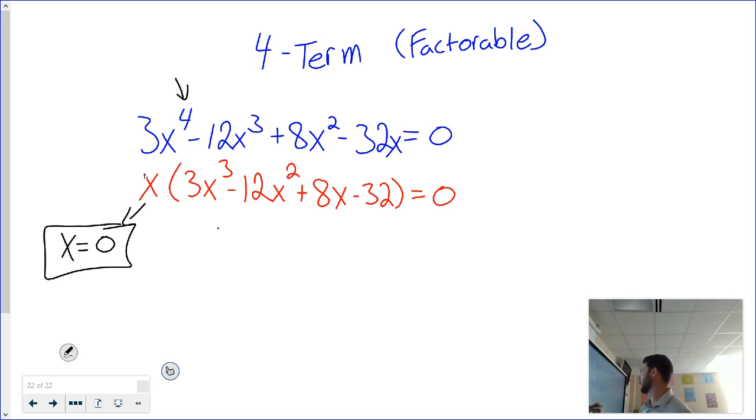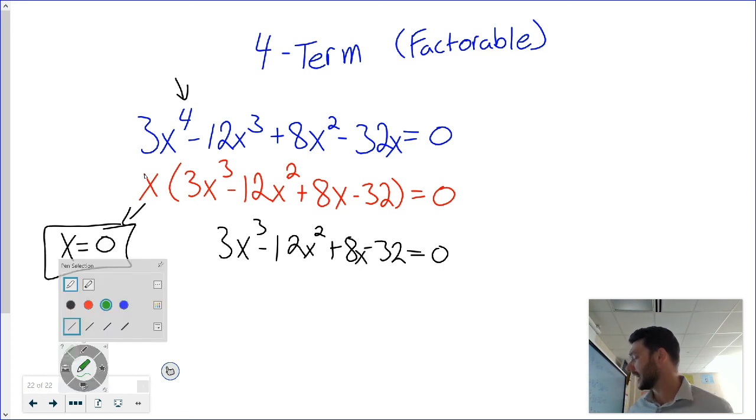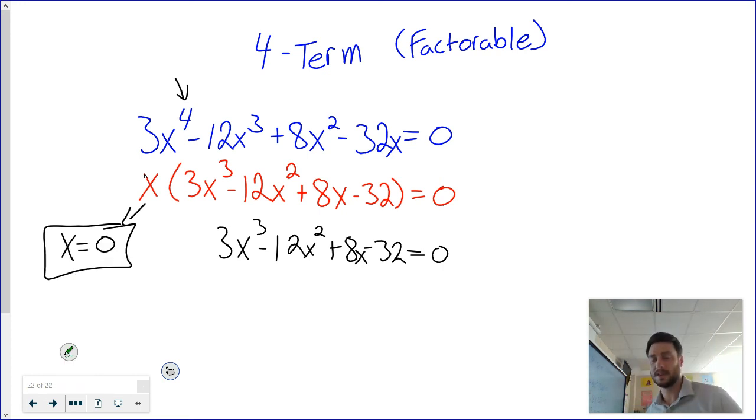So we're going to say, well, all right, now I have 3x³ minus 12x² plus 8x minus 32 equals 0. So last time we just plugged it in our calculator, and then we used that to divide out and find one of our solutions. You can still do that. You're more than welcome to. If you like synthetic division and you're good at it, go ahead.